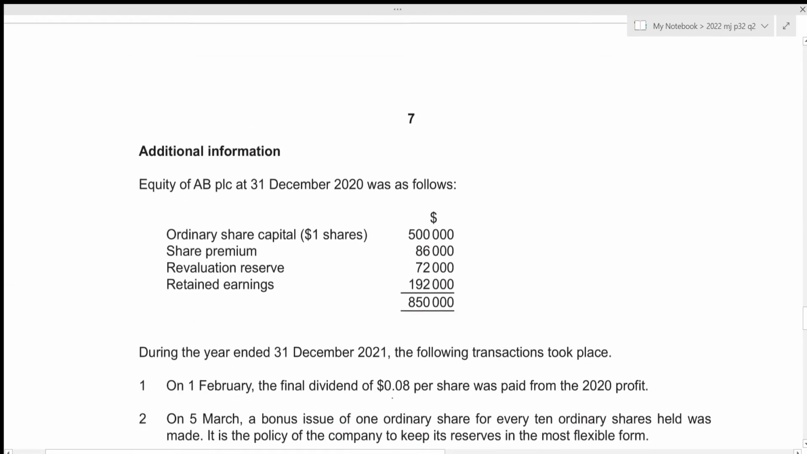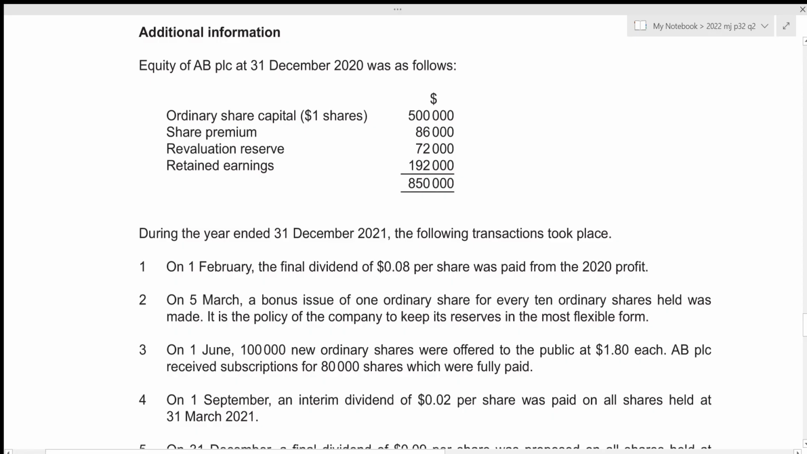We can now move towards the third one. We are again given additional information. We are given the equity of AB PLC at 31st December 2020. So this is the opening balances. Now, during the year ended 31st December 2021, the following transactions took place. On 1st February, the final dividend of 0.08 per share was paid from the 2020 profit. So let's figure out the total dividend.